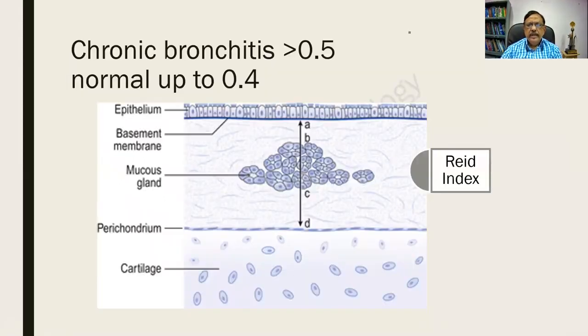The Reid index, which we had mentioned earlier, is a ratio of the mucus glands. See, all these glands are the mucus glands. This is the respiratory epithelium. And lower down, there is the cartilage. The thickness of the mucus glands to the thickness between the epithelium and the cartilage, that particular ratio is called the Reid index. Normally, it is up to 0.4. Whereas in a case of chronic bronchitis, it is more than 0.5 and it is significant. Reid index by itself can be asked as a question, and you can draw this diagram. I repeat once again, epithelium and then the mucus glands, the thickness of the mucus glands. This is normal over here. Sometimes the entire thickness can be filled with mucus glands.